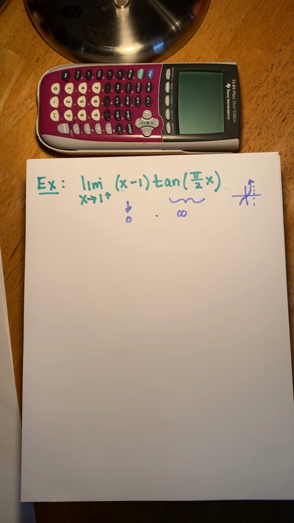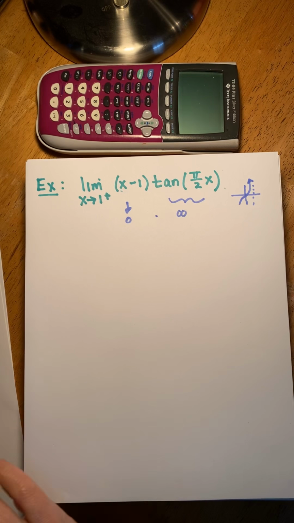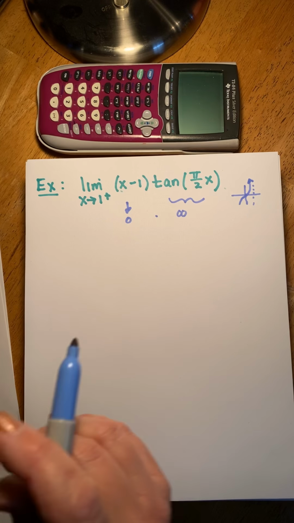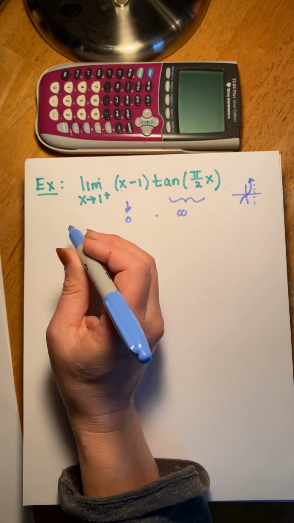So we have something of the form 0 times infinity. Now this is an indeterminate form, but we can't apply L'Hopital's rule in this form. We have to change it to a quotient. So we're going to use algebra.